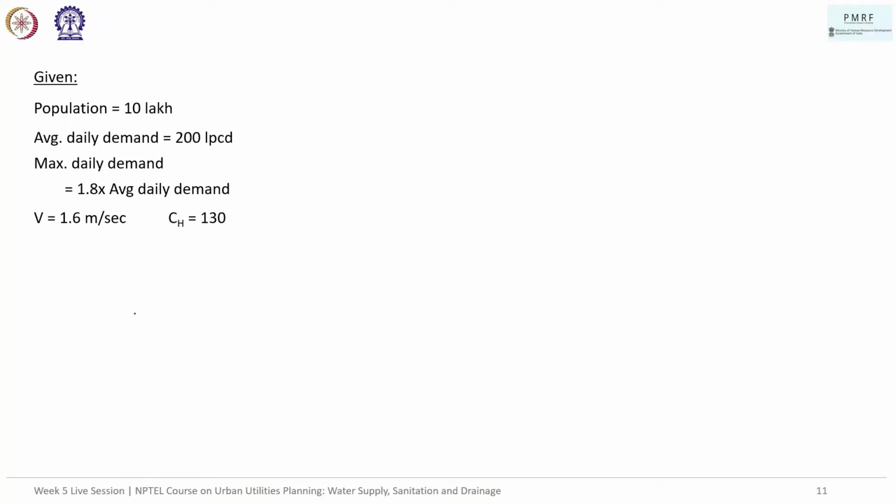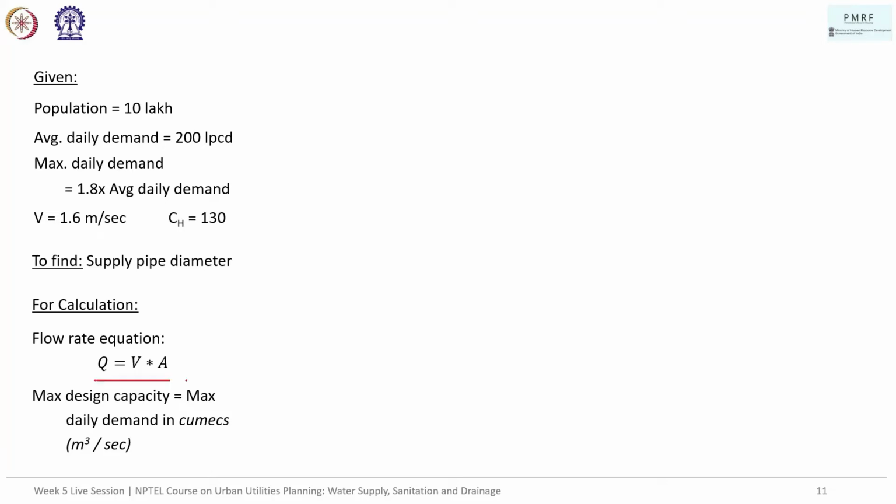Let's look at how to solve the problem. So these are the given values. We need to find the supply pipe diameter. We'll be primarily using this flow rate equation, Q is equal to V into A, which is discharge is equal to velocity into cross sectional area. We'll also keep in mind that maximum design capacity is usually measured as the maximum daily demand, Qmax, in meter cube per second. We remember from the last lectures that we usually calculate discharge in million liters per day. However, for the current purpose, we'll be calculating it in meter cube per second.